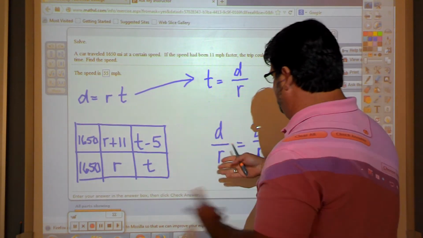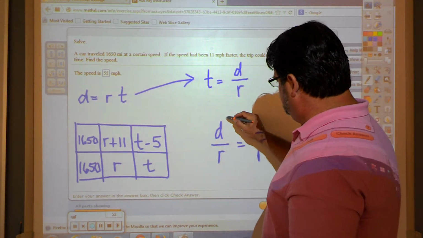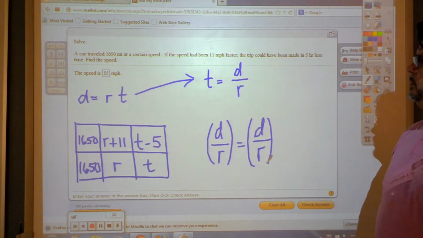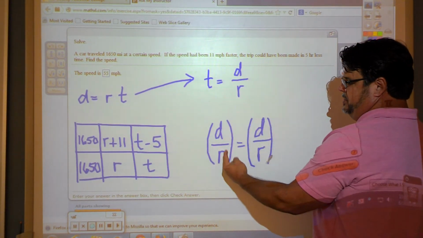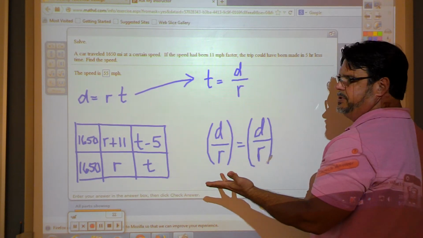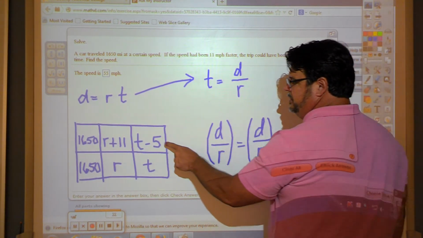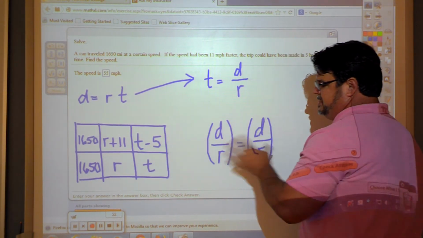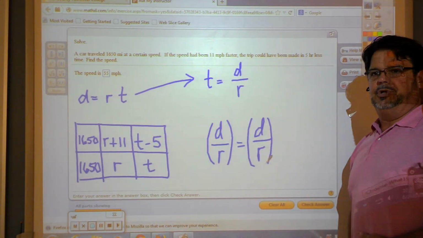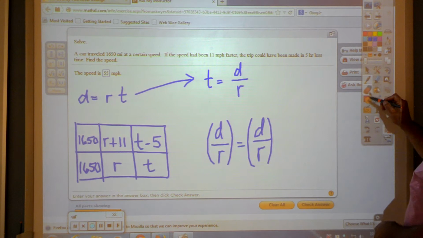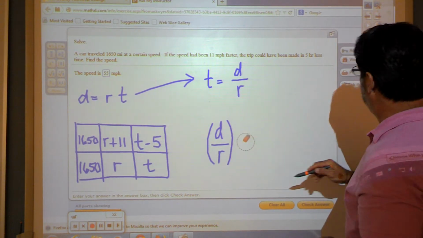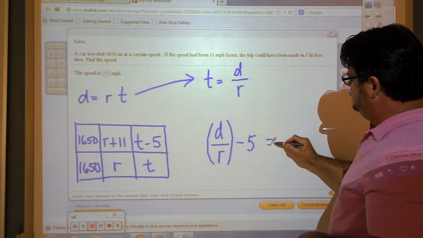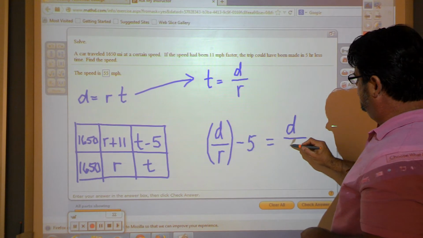So I'm gonna do the one on the left, because does everybody agree that this is T? T is equal to D over R. Does everybody agree that this is T is equal to T? All right. But this T is not T. It's T minus 5. So one of them I gotta subtract 5 from. So I'm just gonna do the one on the left. I'm going to erase this, and I'm gonna put T minus 5 is equal to D over R.